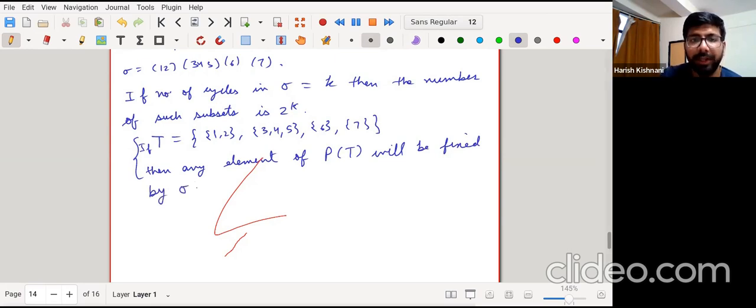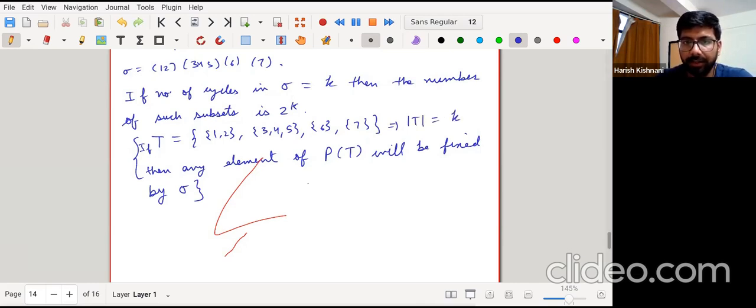Okay, because if you take any union of these subsets, then that will also be fixed. If you take the empty set, then that is also fixed. If you take the entire set, then that is also fixed. So any element of P of T will be fixed. So that's why here the cardinality of this T is k, the number of cycles.